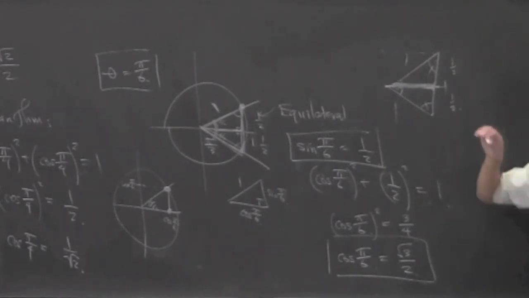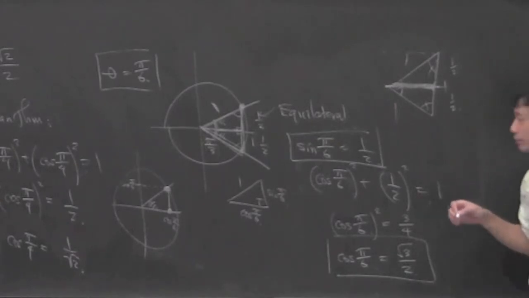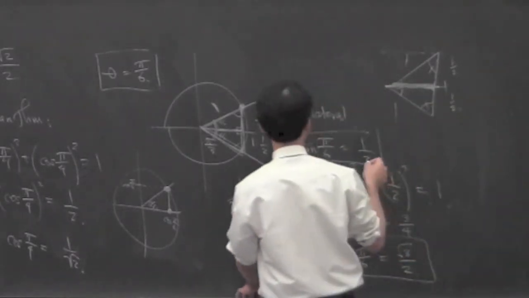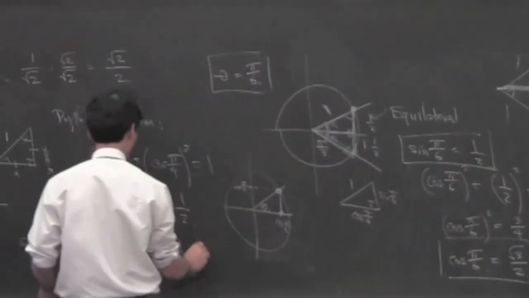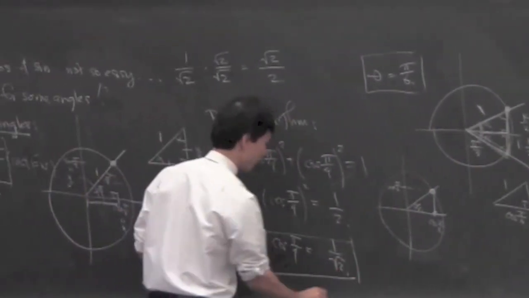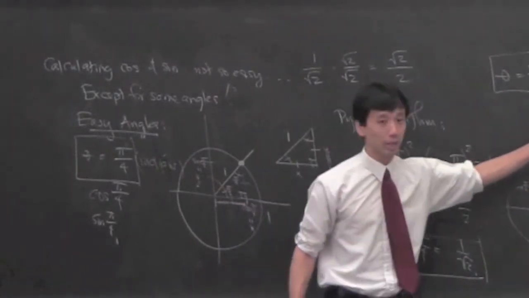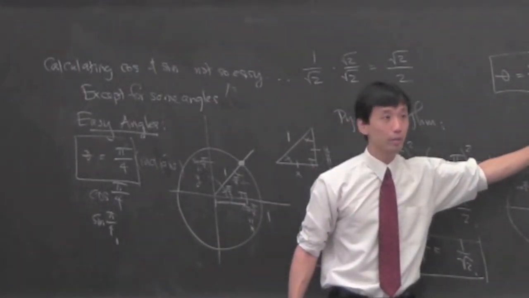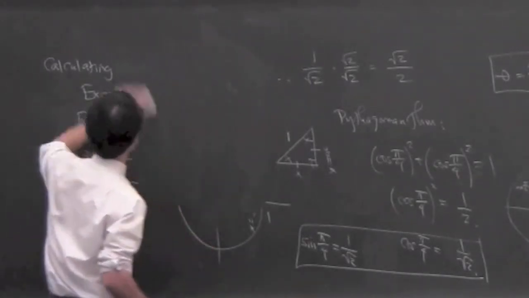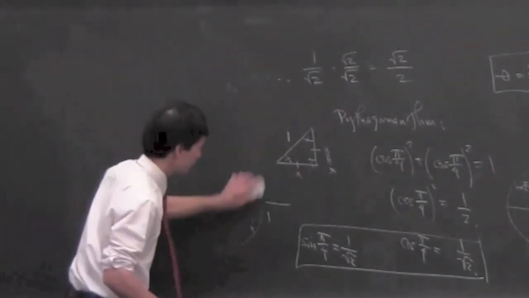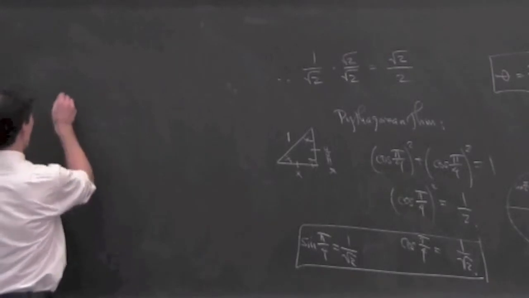Okay. Anyone else have questions? Okay, so good. We got a couple more of the common angles. First we figured out the cosine and sine of pi over 4. Now we have the cosine and sine of pi over 6. The last set of easy angles is pi over 3.